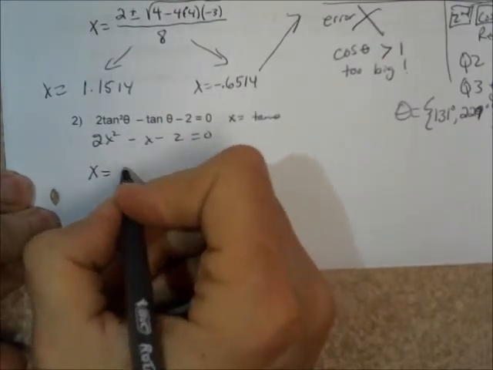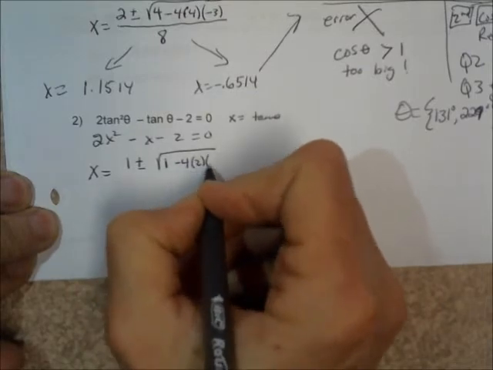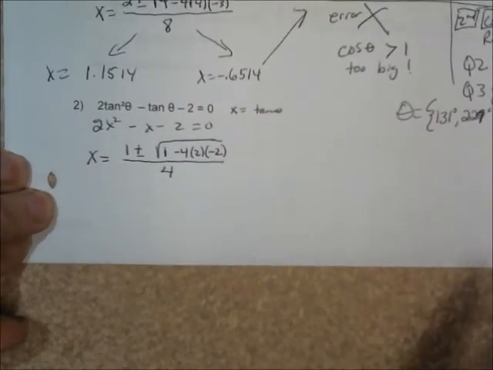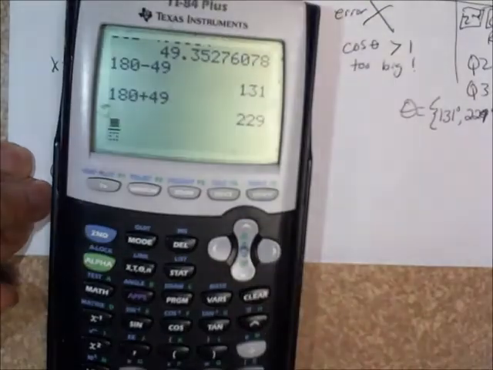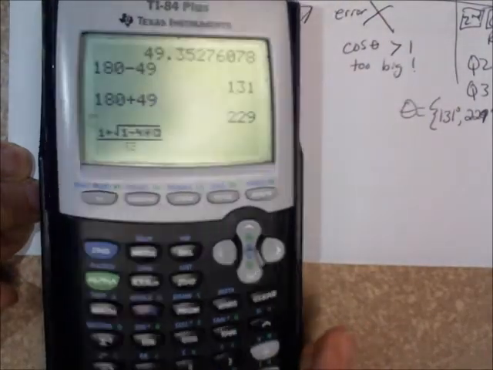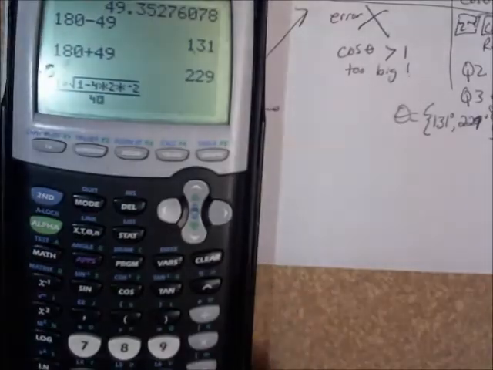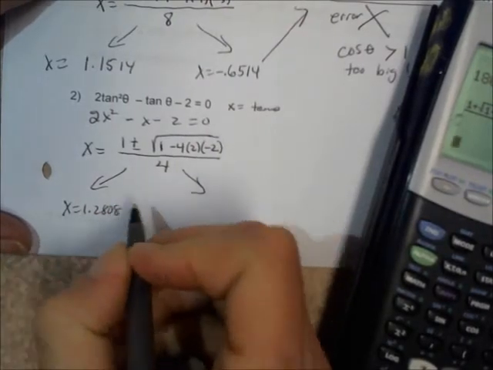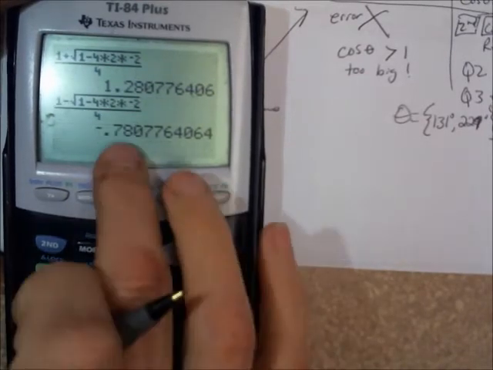x equals negative 1 plus or minus the square root of negative 1 squared, which is 1, minus 4 times a times c, where c is a negative 2. Be careful when c is negative or a is negative. All over 2 times 2, which is 4. All right, so we have two values of x we're going to figure out. Put it in fraction mode. x equals 1 plus the square root of 1 squared, which is 1, minus 4 times 2 times negative 2, all over 2 times 2, which is 4. All right, so we have 1.2808. And now we'll do the minus part of it, which is negative 0.7808.